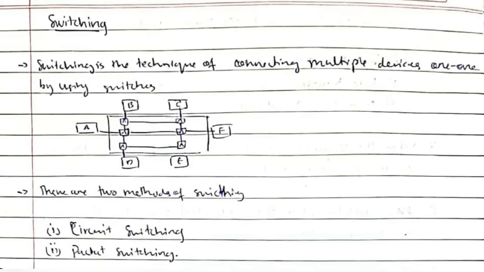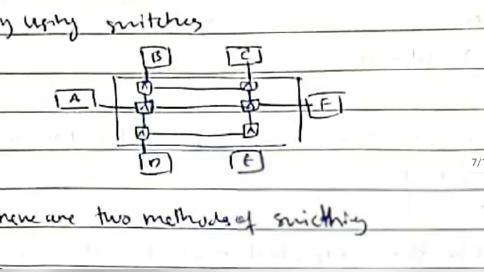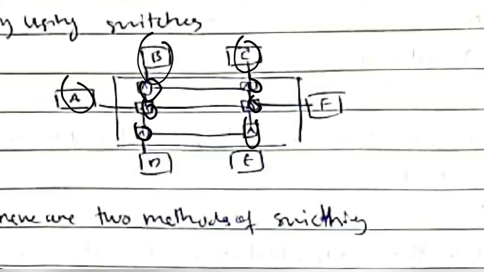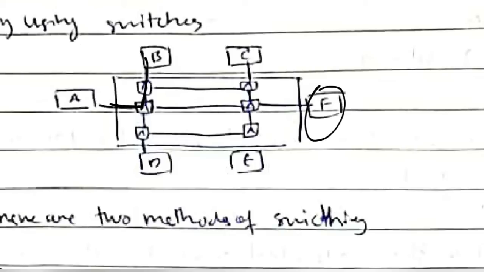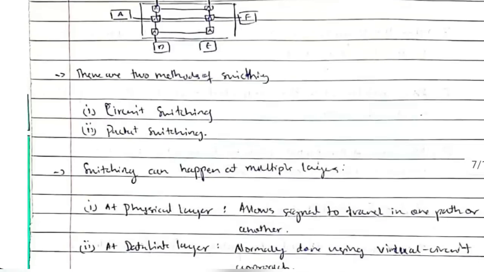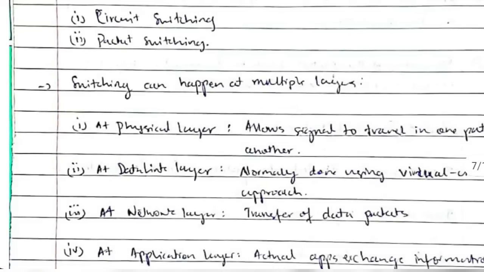Next is switching. Switching means there are multiple devices here, each connected by using switches. These are all switches for having one-to-one connection between the devices. A and B are connected by using this switch, A and E are connected, A and F are connected by using this one, and so on. There are two methods mainly used, circuit switching and packet switching. Let's discuss the first one.